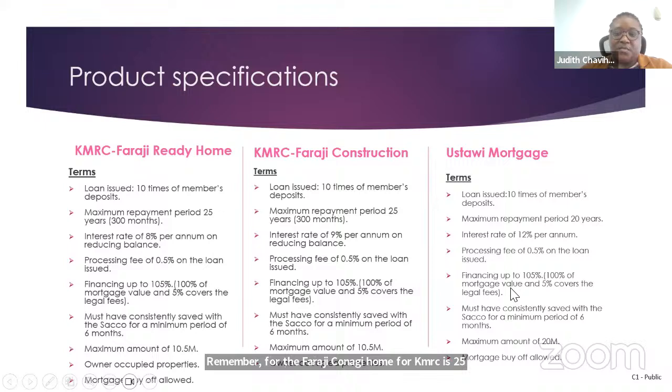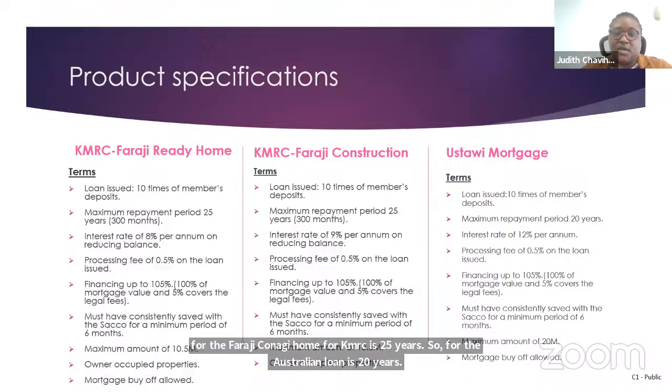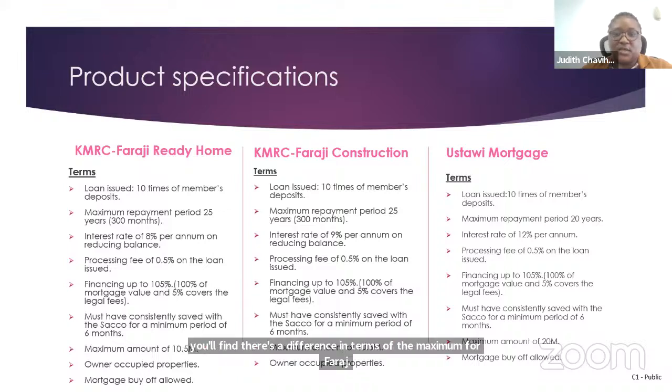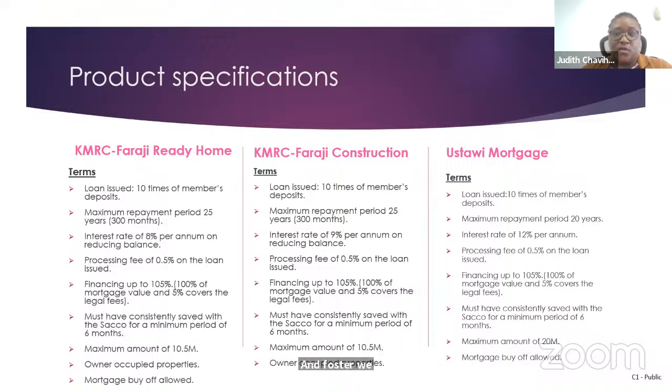The interest rate is 12% per annum. The processing fee is 0.5%. Financing is up to 105%. I've explained what that means. The member must have consistently saved with the Sacco for 6 months, still the same terms. The maximum loan amount is 20 million. So you'll find there's a difference in terms of the maximum loan for Faraji and for Ustawi. For Faraji it is 10.5, while for the in-house mortgage, which is Ustawi, the maximum loan is 20 million.